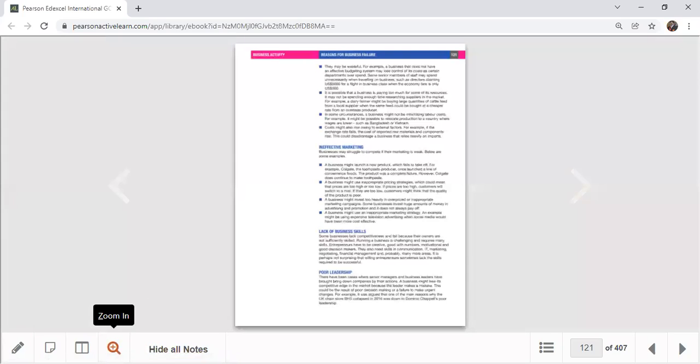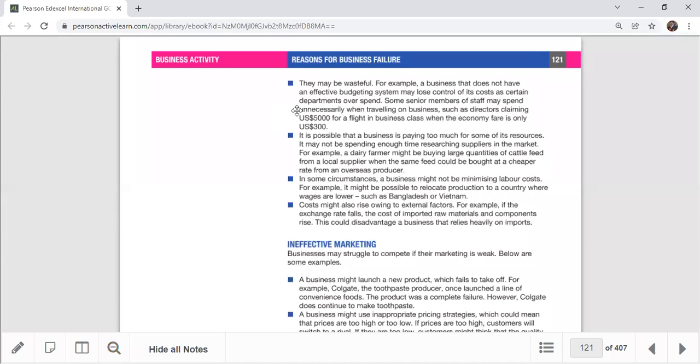And moreover, there are cost control problems, such as waste of items, goods, services and resources. For example, a business that does not have an effective budgeting system may lose control of its costs as certain departments overspend. Some senior staff may spend unnecessarily when traveling on business, such as directors claiming about $5,000 for a business class flight when an economy fare is only $300. This is unnecessary traveling.